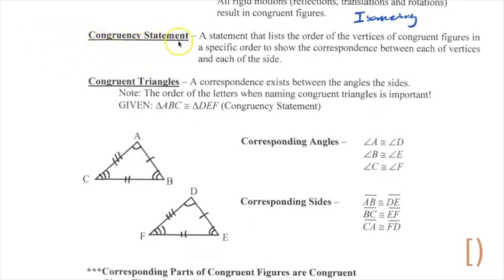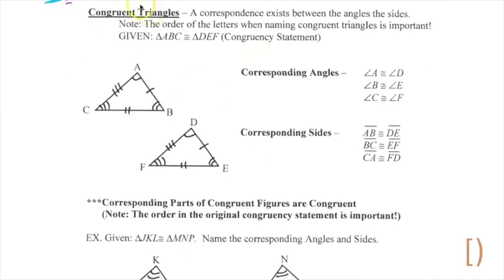A congruency statement just lets you know the order in which things are congruent. If I say AB is congruent to CD, that lets me know that, hey, A is congruent to C, and that B matches up with D. So that's a congruency statement. The order matters is the general idea there. Let's use that to talk about congruent triangles.